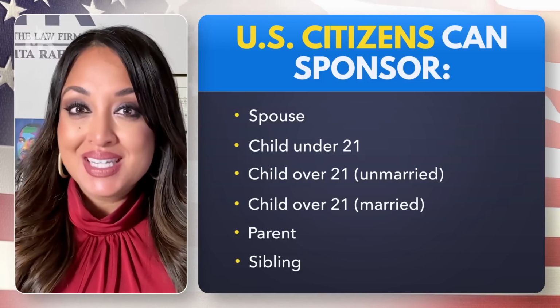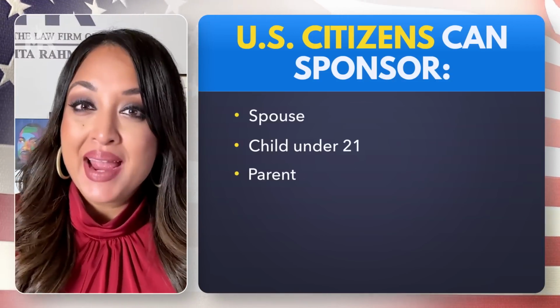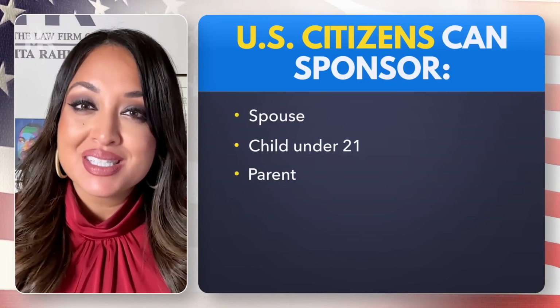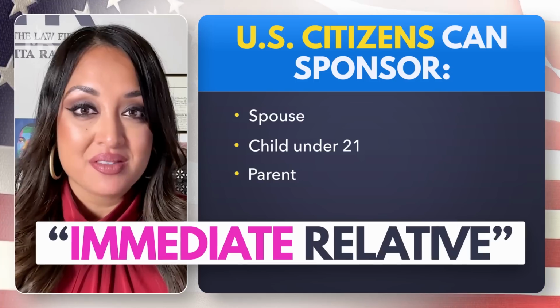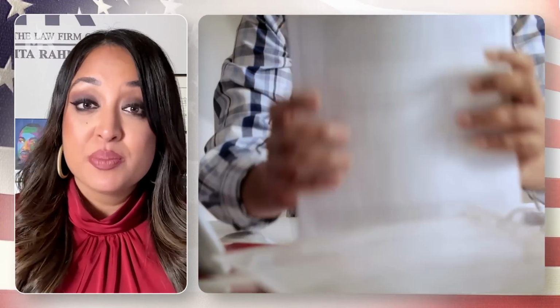Now, as previously mentioned, the spouse, child under 21, and parent of a US citizen are considered to be an immediate relative. This means that no matter what the visa bulletin says, there is no wait time for a visa to be issued. Therefore, even though the process is largely the same, there is no wait time for the visa interview to be scheduled or for the I-485 to be filed.